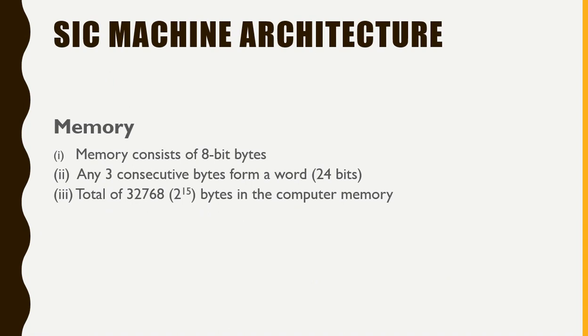We'll discuss the SIC machine architecture. The first component is memory. The memory consists of 8-bit bytes, meaning 1 byte is 8 bits, and a word is 3 consecutive bytes, that is 24 bits. In this architecture, the computer memory is 2 to the power 15 bytes. This supports byte addressability.